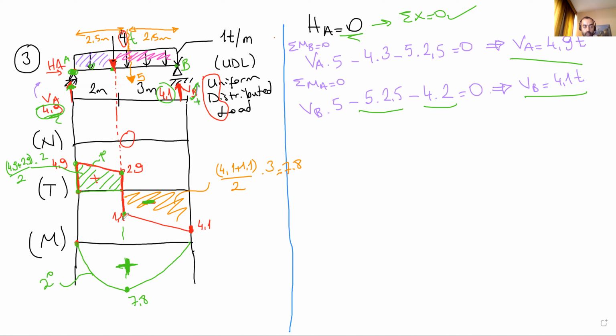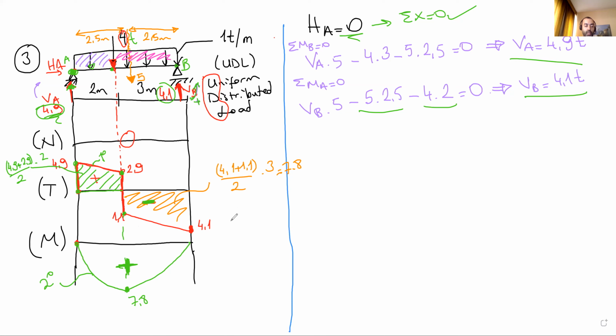So 1.1 go down 3, which is 4.1. Okay. Again, since this is the uniform distributed load, I'm gonna connect these 2 points with a line, a 1 degree curve, a linear curve. So we have just connected these 2 points to each other. Now we have the shear force diagram here.